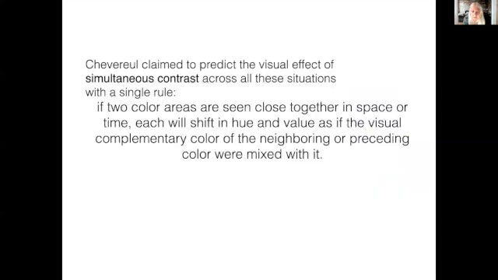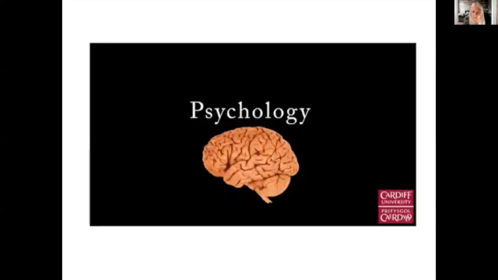So we did all of those. Chevreul claimed to predict the visual effects of simultaneous contrast across all three of these situations with a single rule: if two color areas are seen close together in space or in time, each will shift in hue and value as if the visual complementary color of the neighboring or preceding color were mixed with it. It's really important. Now I'm going to demonstrate that because that's a mouthful, right? That's kind of a lot to accept. So let's take a look here and see if we can get this to work.